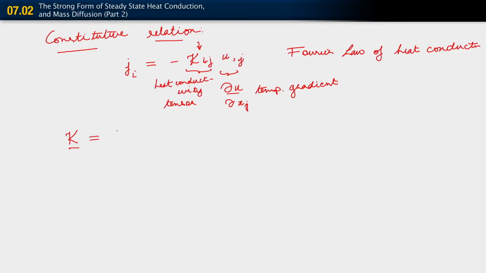Just as we could represent the direct notation for a vector in terms of its components, kappa can be written with the use of a basis as a matrix. That matrix consists of the components kappa 1,1, kappa 1,2, kappa 1,3, kappa 2,1, kappa 2,2, kappa 2,3, kappa 3,1, kappa 3,2, kappa 3,3.